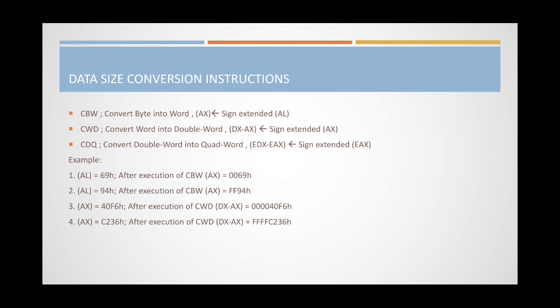In the fourth example, we have a 16-bit number within AX, C236 hex. After execution of the CWD instruction, that will be converted into a 32-bit number, a double word, and stored within DX:AX. As the sign bit of AX is 1, all the bits of DX will be 1. So you will have FFFF within DX, and AX will have C236 hex. So these are the data size conversion instructions.